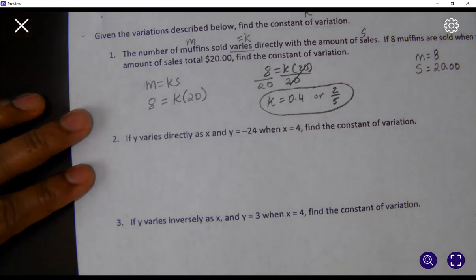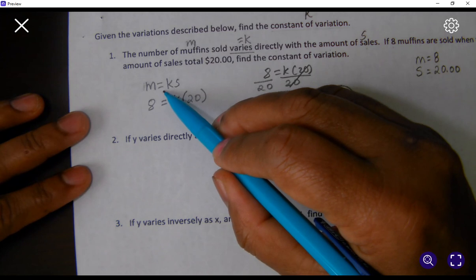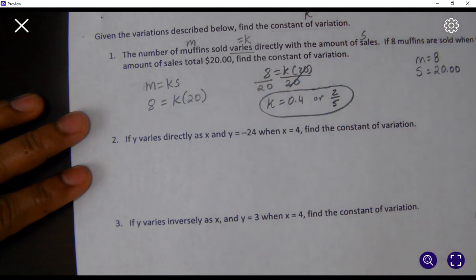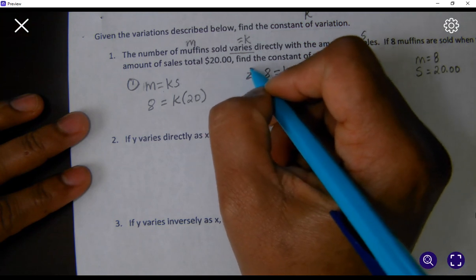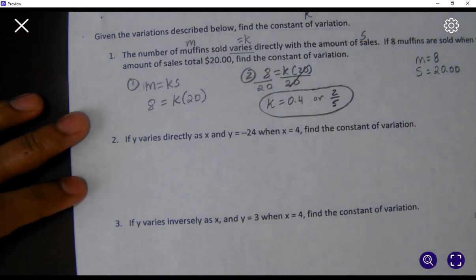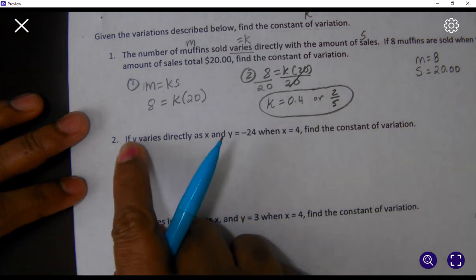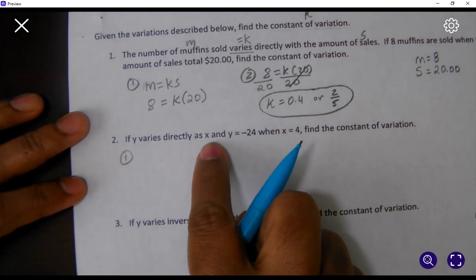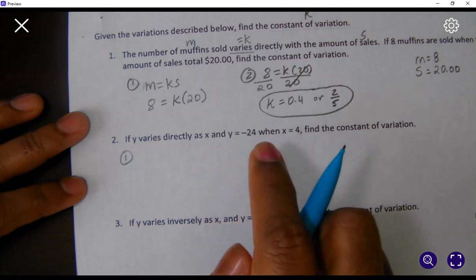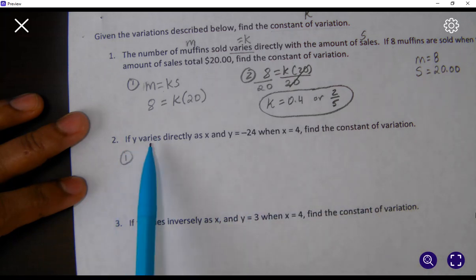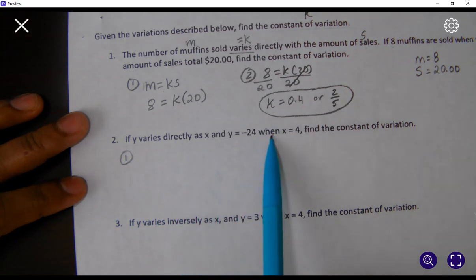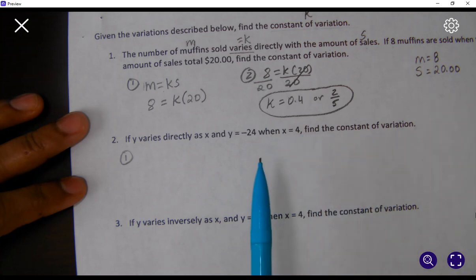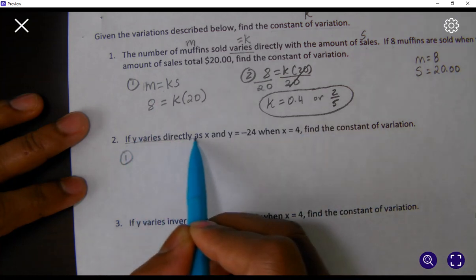Always the first step is to build your equation. Then we're going to use the equation and find our constant of variation. So there's always 2 steps to it: the first step, build our equation, and the second step, find the constant of variation. Let's do the first step here. It says, if y varies directly as x and y equals -24 when x is equal to 4, find the constant of variation. So I need to first build my equation using this part.